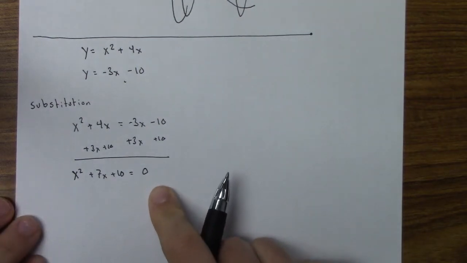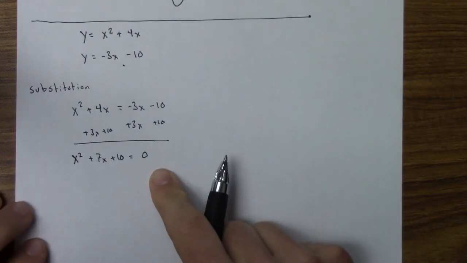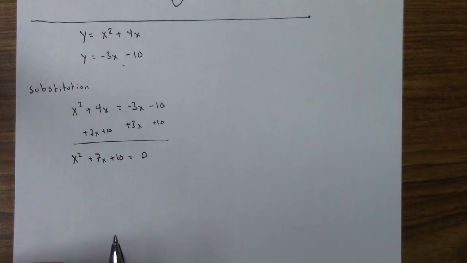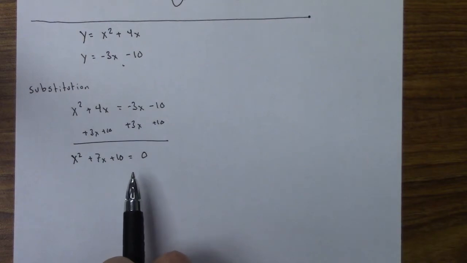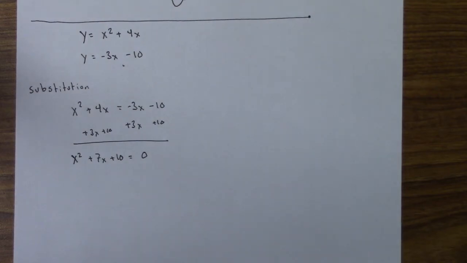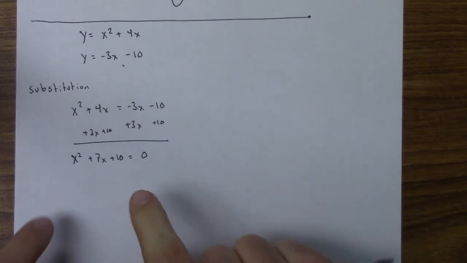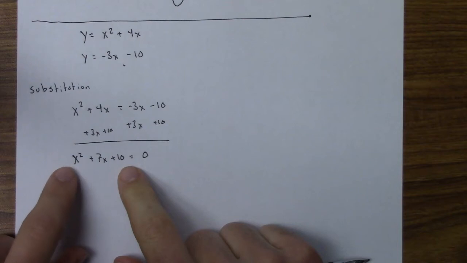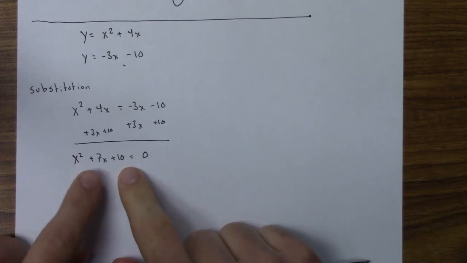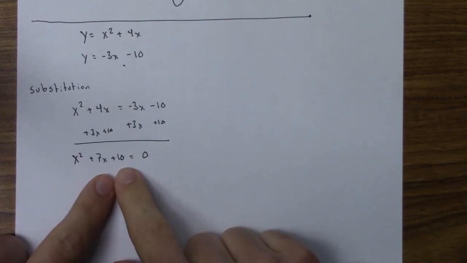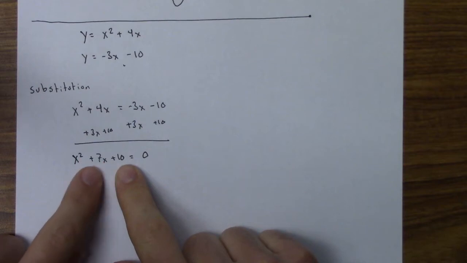Now that my equation is equal to 0, my strategies are possible. I could factor. I could use completing the square. I could use the quadratic formula. Remember that you need it equal to 0 before you use one of those strategies. Personally, I'm going to jump to factoring because I see it pretty easily. Remember, anytime you've got a 1 in front of x squared, you're just asking yourself which numbers multiply to 10 and add to 7.